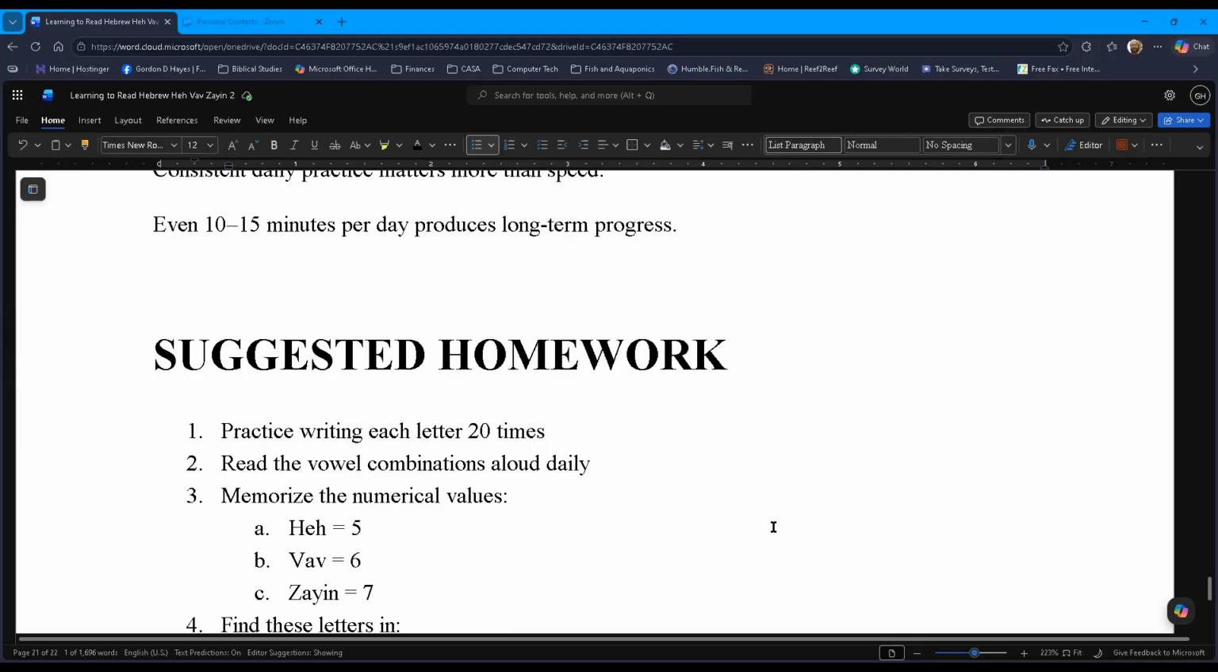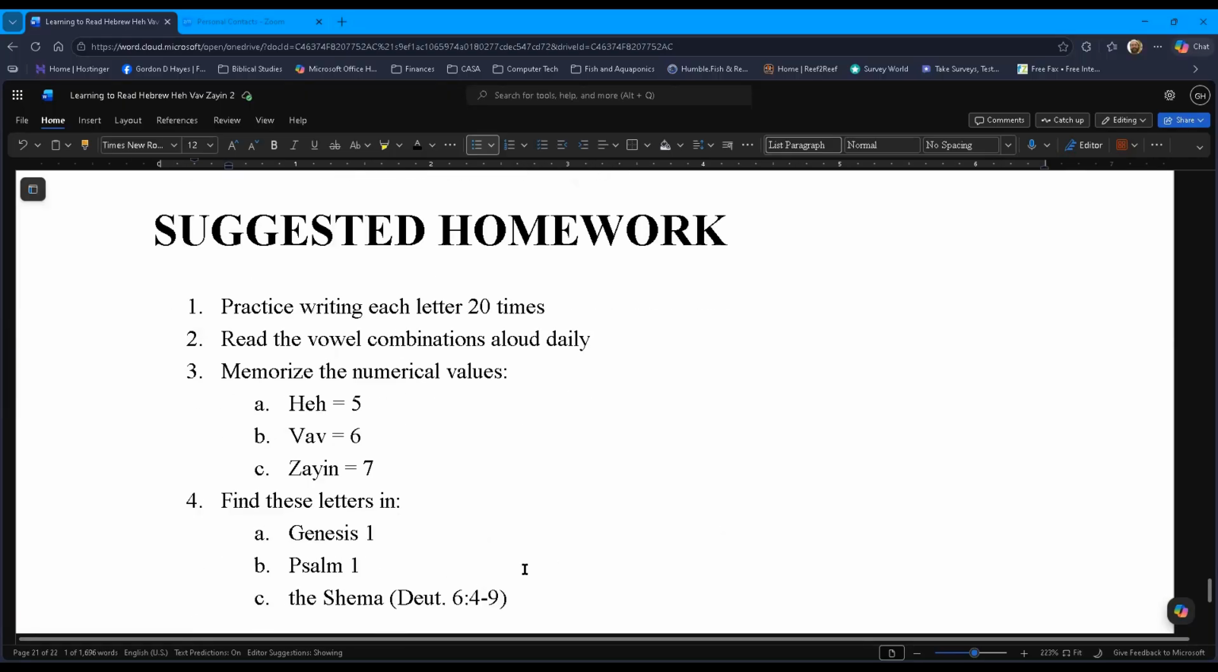So practice writing each letter 20 times. Read the vowel combinations aloud daily. Memorize the numerical values, because in counting in Hebrew, you will need that. Hey is 5, Vav is 6, Zayin 7, Ayin we haven't got to yet. Aleph is 1, Bet is 2, Gimel 3, Dalet is 4.